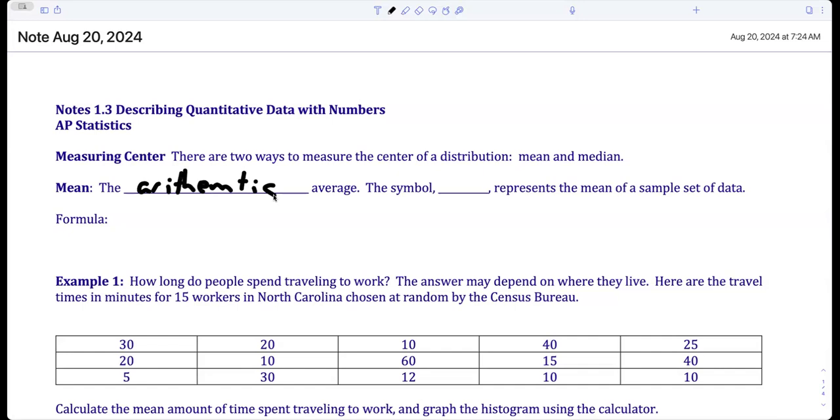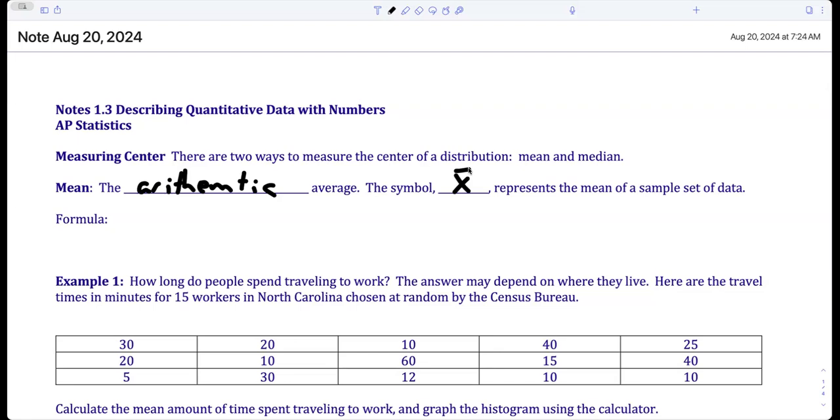There is a symbol in stats that we use for the mean. It is an X bar over it. We're pretty creative as statisticians. We call this X bar. Okay, it represents the mean of a sample set of data.